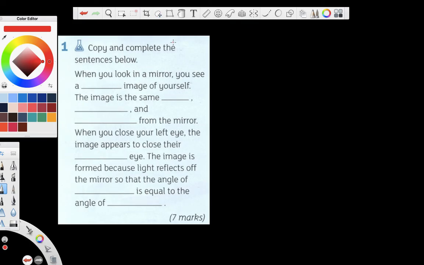So it should read, when you look in a mirror, you see a virtual image of yourself. The image is the same size, shape, and distance from the mirror. When you close your left eye, the image appears to close their right eye. The image is formed because the light reflects off the mirror so that the angle of incidence is equal to the angle of reflection.